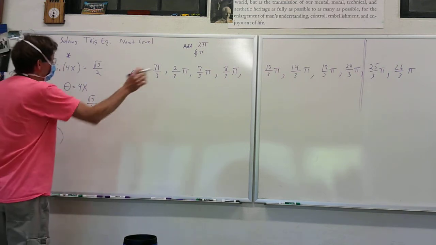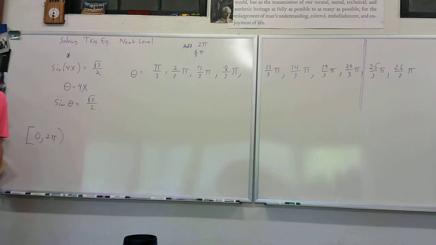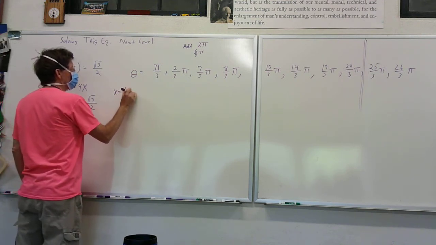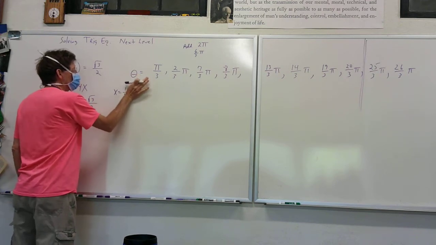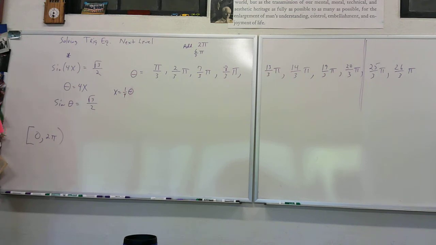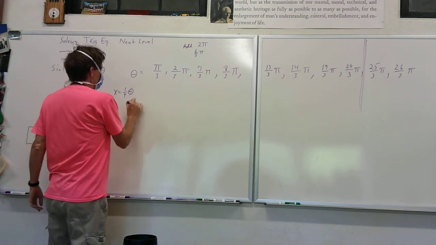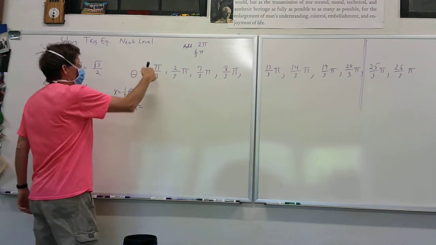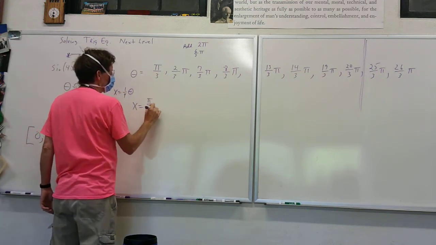Now, that's what theta equals. But I don't want to know what theta equals. I want to know what x equals. Is everyone okay that x equals 1/4 of theta? If theta equals 4x, then x equals what? 1/4 of theta. So what am I about to do to all these in order to find the x value? I'm going to multiply them all by what? 1/4. Multiply that by 1/4, you're going to get pi over 12.